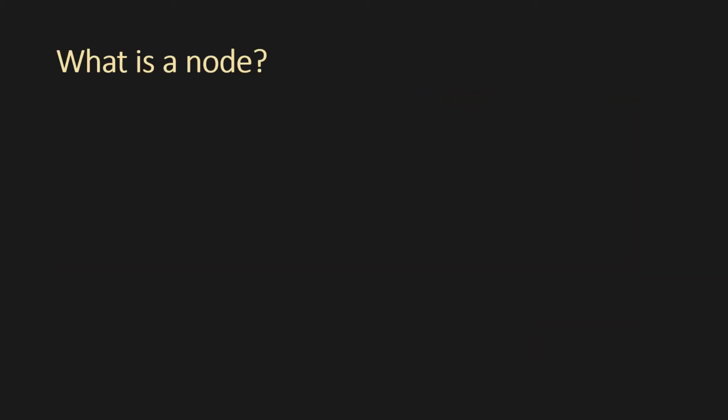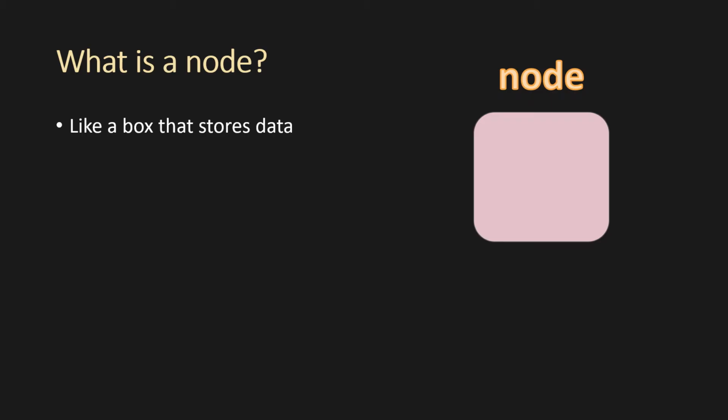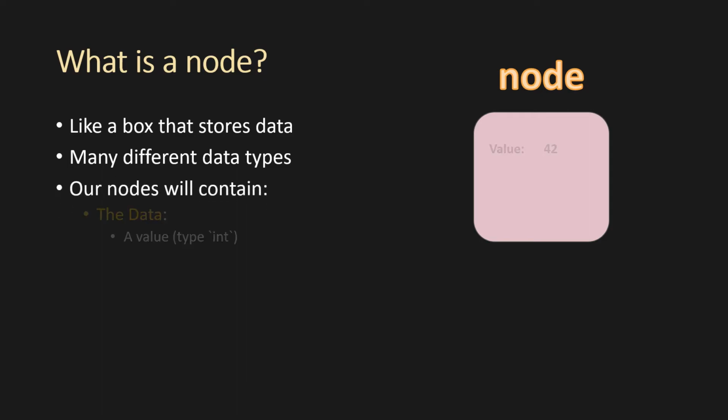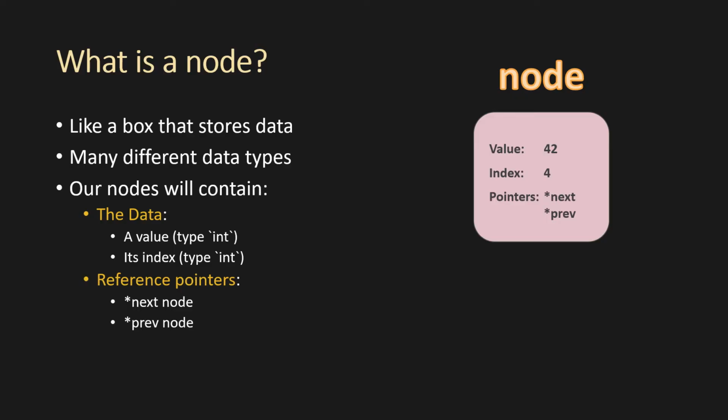Recall, a node is like a box containing data, and it can contain many different types of data you want. For our project though, our nodes will contain two main things. The data, which will consist of a number and its position or index in the stack. There are a few more data things, but we will get back to this later. Our nodes will also have reference pointers, a pointer to the next node and a pointer to the previous node. There will be a third pointer, but we will get back to this when it will make more sense.